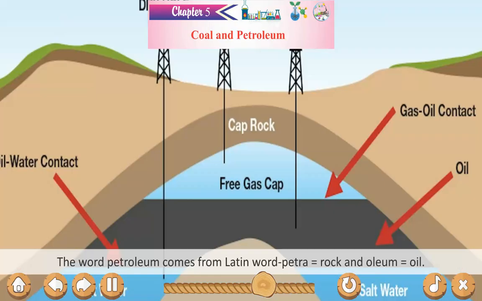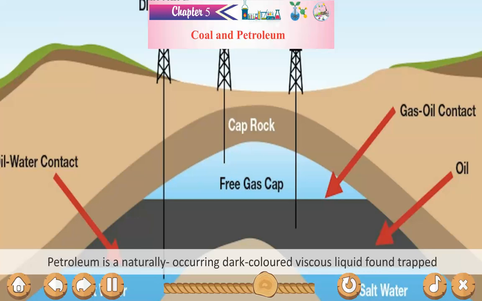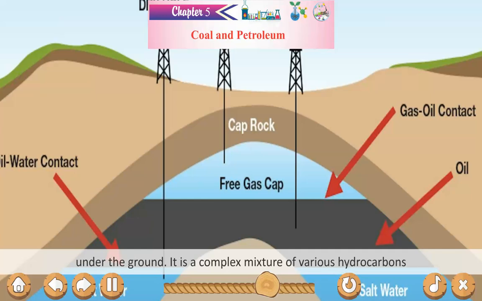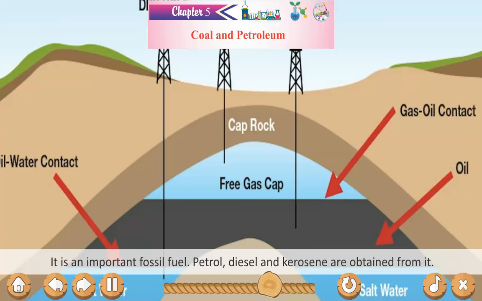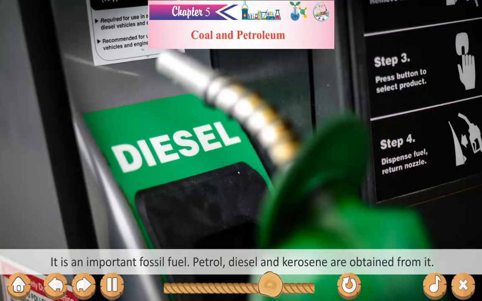Petroleum. The word petroleum comes from the Latin words petra, rock, and oleum, oil. Petroleum is a naturally occurring dark-colored viscous liquid found trapped under the ground. It is a complex mixture of various hydrocarbons mixed with water, salt, and other particles. It is lighter than water and insoluble in it. It is an important fossil fuel. Petrol, diesel, and kerosene are obtained from it.